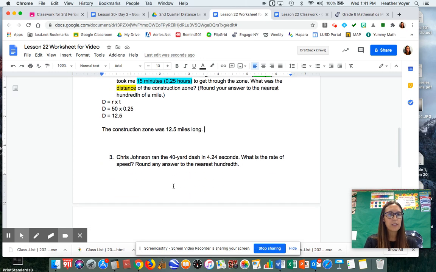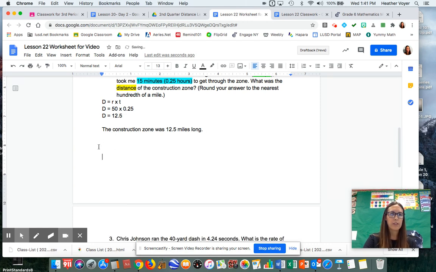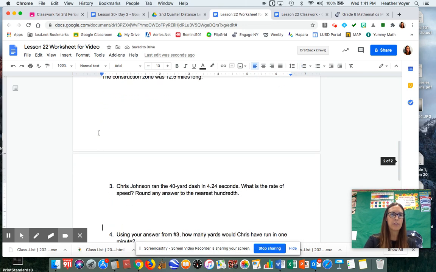Number 3 says Chris Johnson ran the 40-yard dash in 4 and 2400 seconds. What is the rate of speed, rounding the answer to the nearest hundredth? So I'm just going to move this down a little bit so I have enough space for myself.